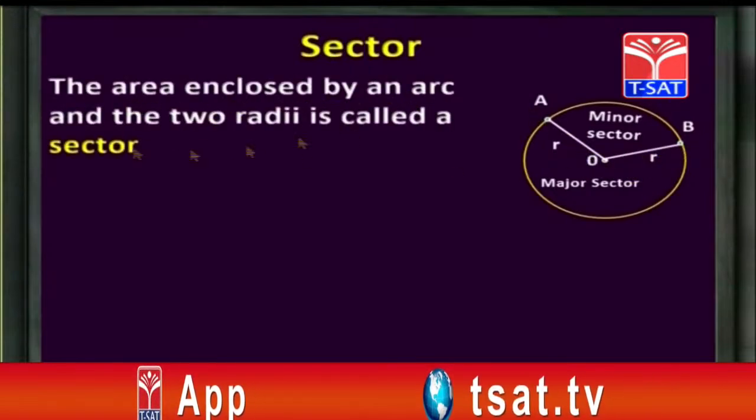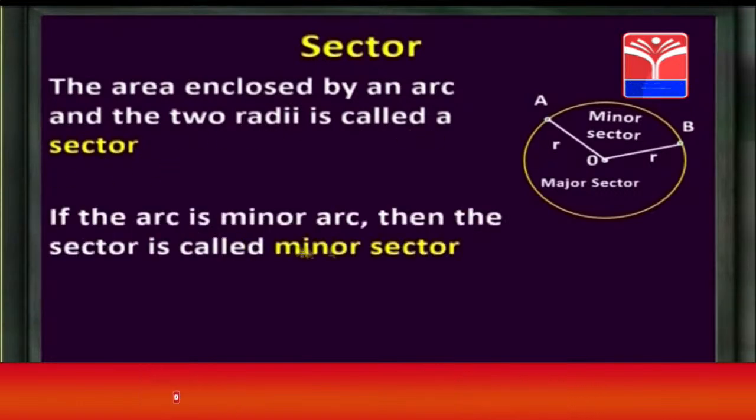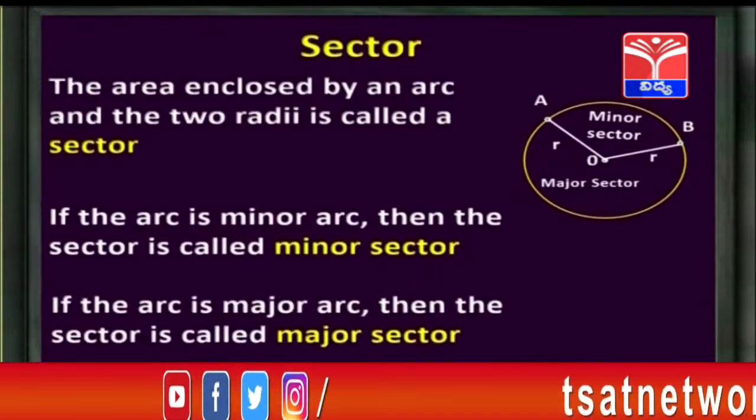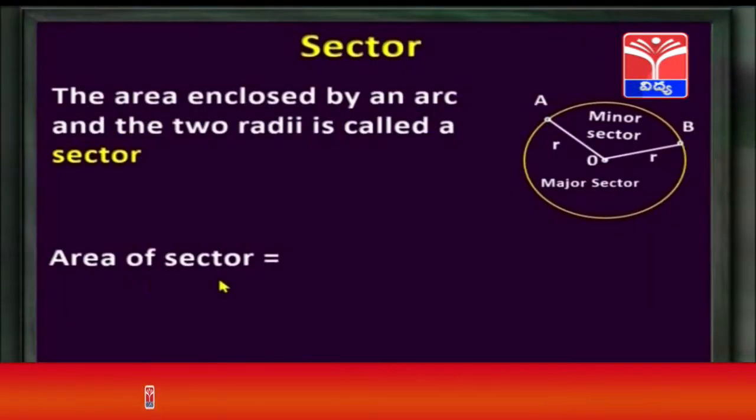So the area enclosed by an arc and the two radii is called a sector. If the arc is a minor arc, then the sector is called a minor sector. If the arc is a major arc, then the sector is called a major sector. Now let us see the area of sector formula.